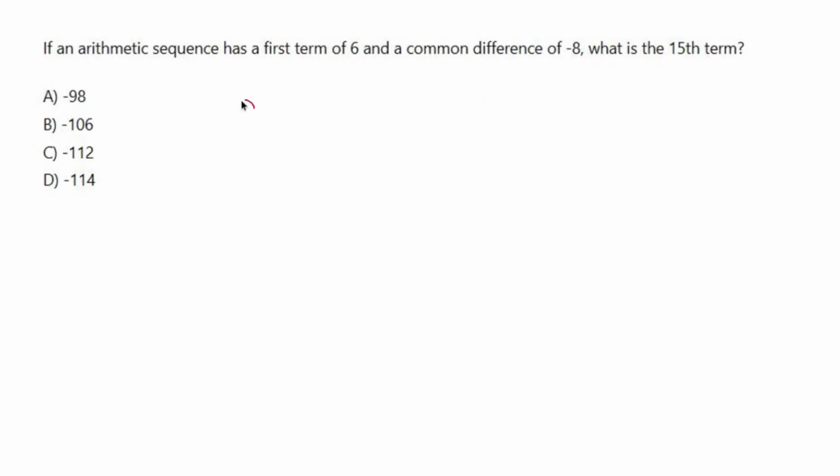Let's whip out the arithmetic sequence formula. A sub n, the nth term, equals a sub 1, the first term, plus n minus 1 times d, the common difference. All we have to do here is label stuff and plug stuff in. The first term, a sub 1, is 6. The common difference, d, is -8. Since we care about the 15th term, n is 15.